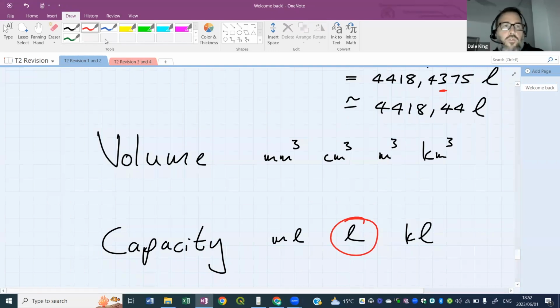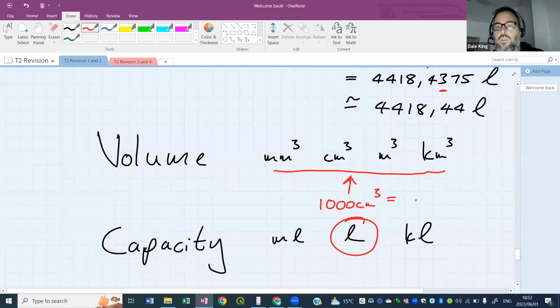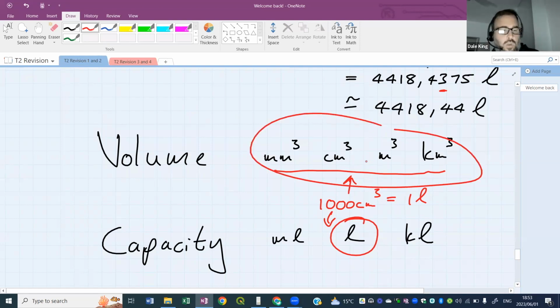But our volume formula, V for volume, only works with these units here. So what do we do? Well, we need something to change from volume to capacity. And they tell us here that the link between the two is 1,000 centimeters cubed is equal to 1 liter. So the link between the two is given to you in that conversion. But we can't go to the volume formula and spit out these units, liters, milliliters, and kiloliters. We have to work with the top ones. So we work with the top ones.